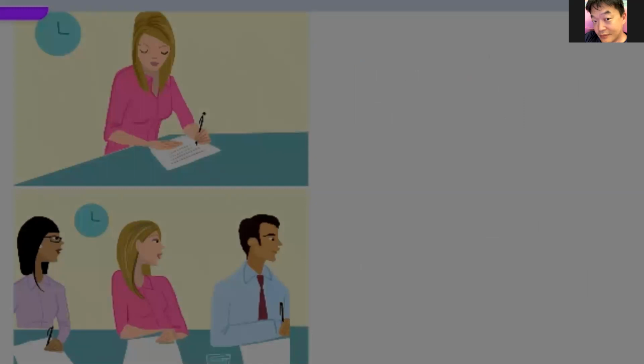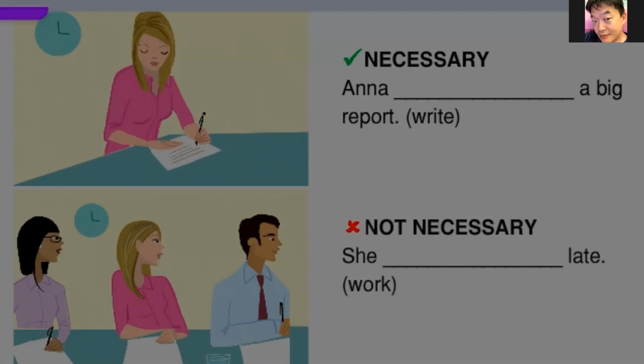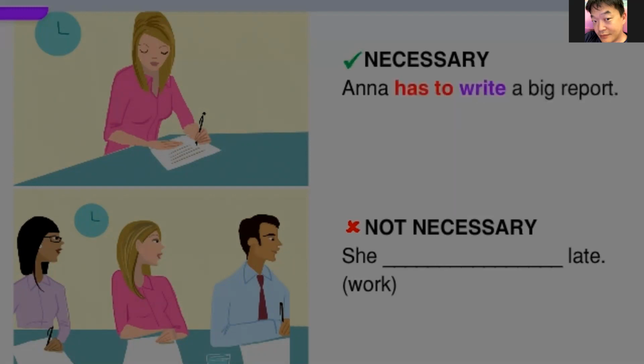Look at the first picture. Read the heading. Complete the first sentence. Look at the second picture. Read the heading. Complete the second sentence. Necessary. Anna has to write a big report. Not necessary. She doesn't have to work late. Listen to the sentences.